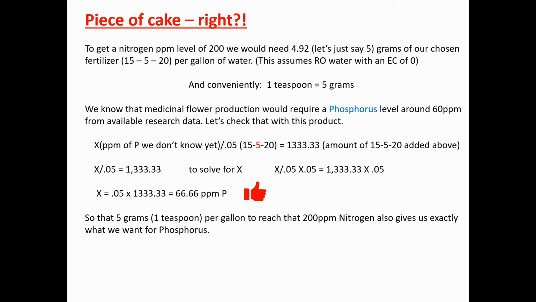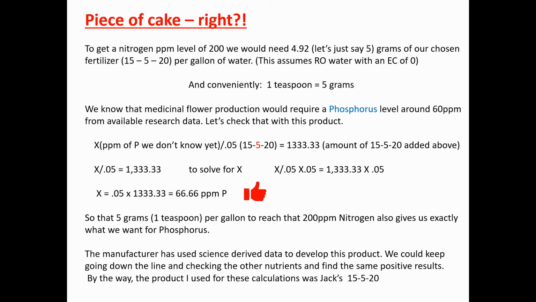And if we went down the line and looked at the other nutrient elements, we'd find that they were right in line with where current data tells us we want to be for our nutrient level inputs. That means that the manufacturer has used science to produce a product that is exactly specific to the plants we're growing and the stage that those plants are in. And just for your information, the product I used for these calculations was the JAX 15-5-20. This is very critical if we're going to be precision growers.